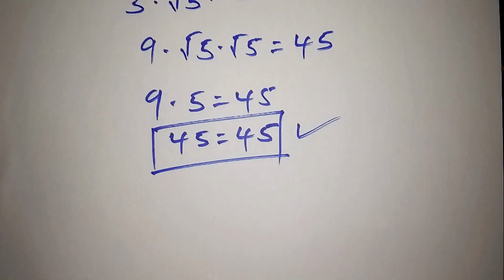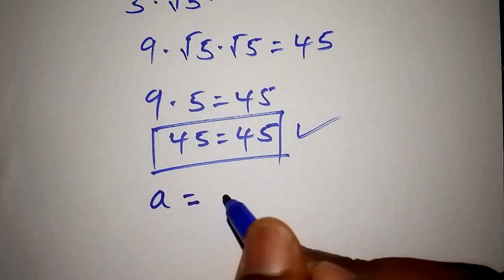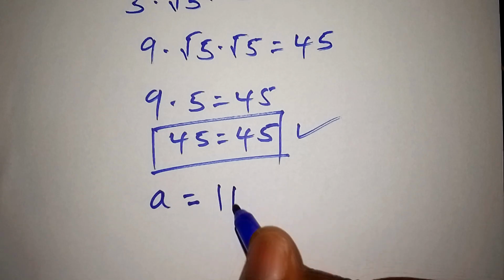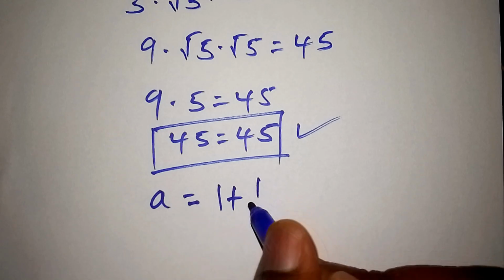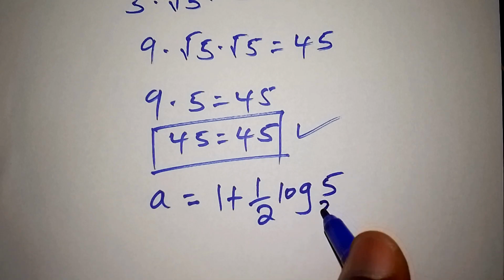When we agree and say that the correct answer for the value for a is equals to 1, then plus a half the log of 5 to the base of 3.